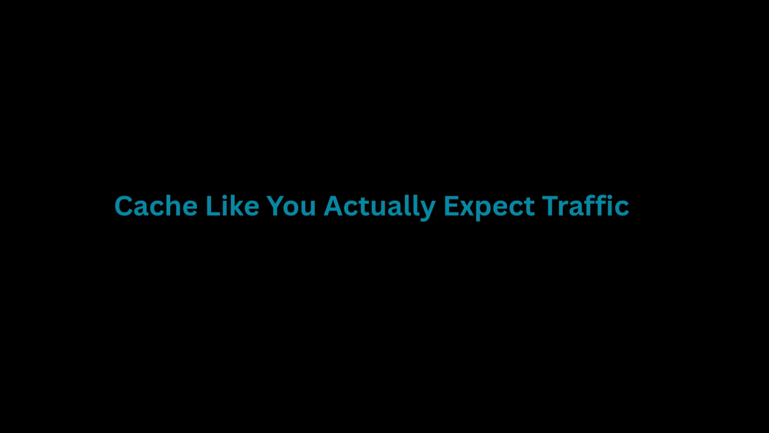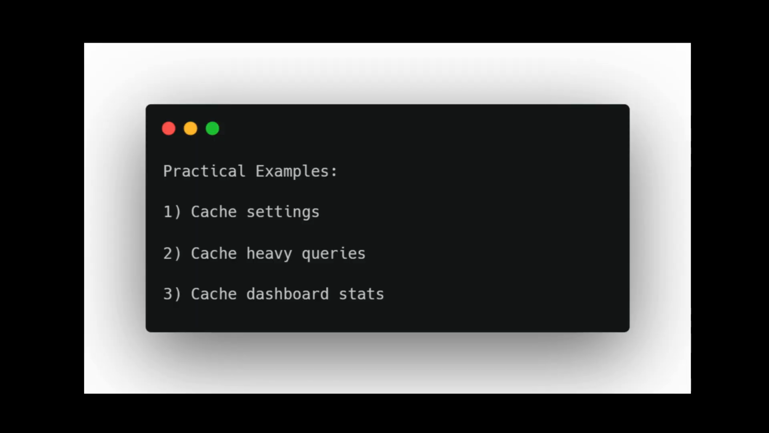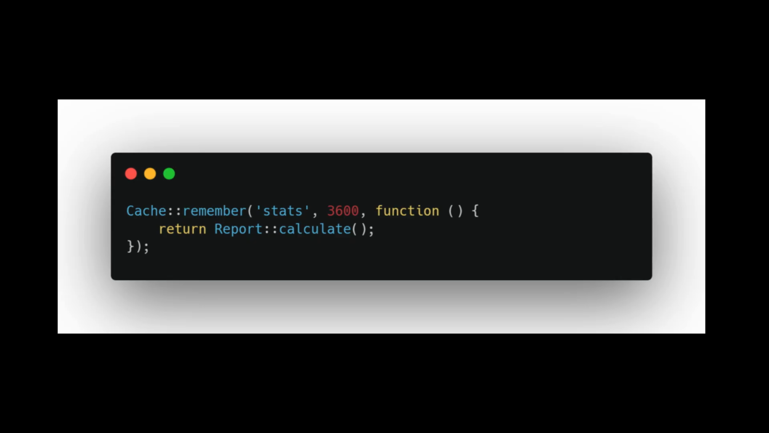So caching is not advanced, it's basic survival in production, like cache settings, cache heavy queries, and cache dashboard stats. So in this query, this stores the calculated stats in a cache for 1 hour. If this cache exists, Laravel uses it, and if not, it's calculated once and saved. So: faster response and less server load. From my experience, if something does not change often, it should be cached.